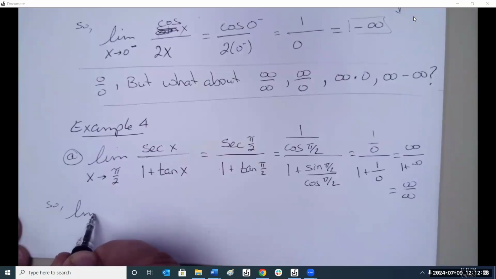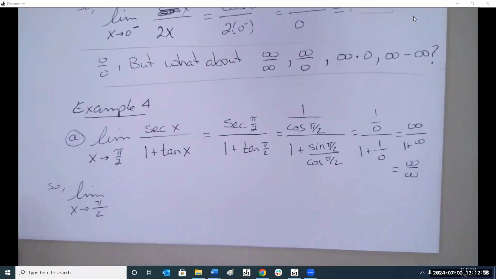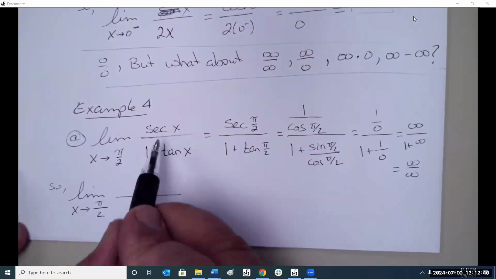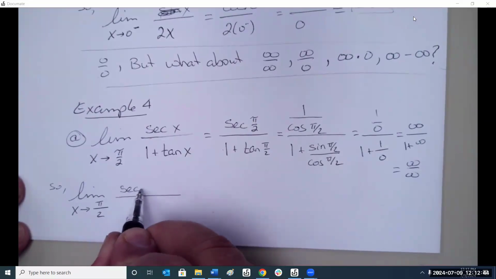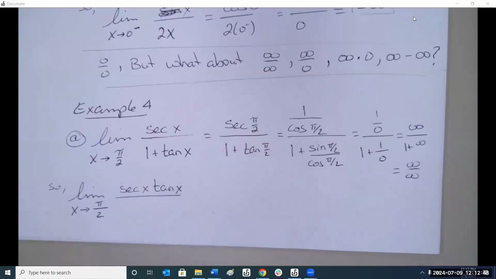So the limit as x approaches pi over 2. The derivative of secant is secant tangent.